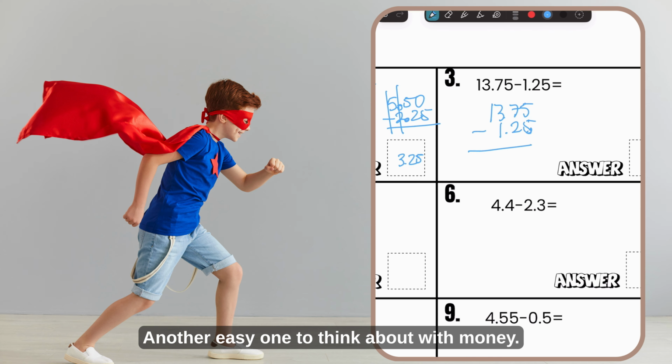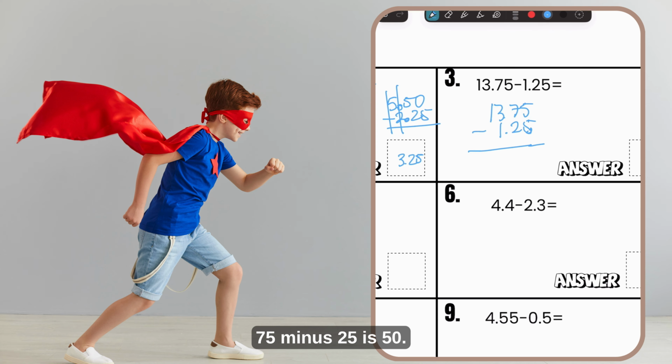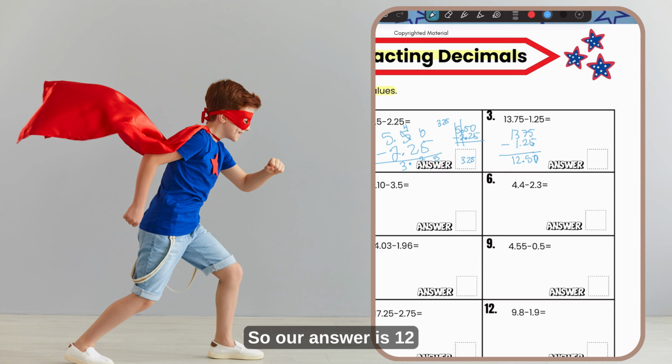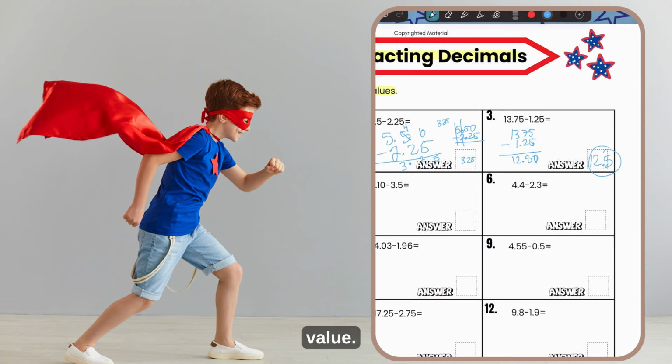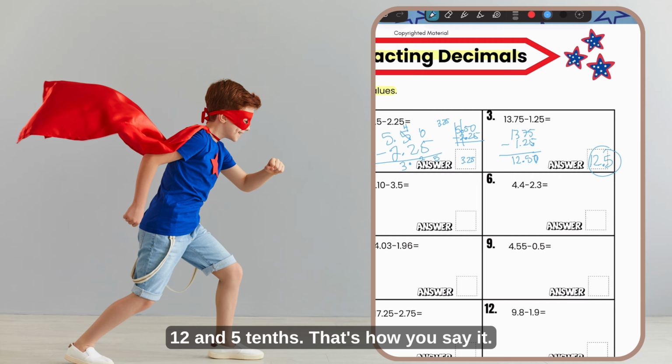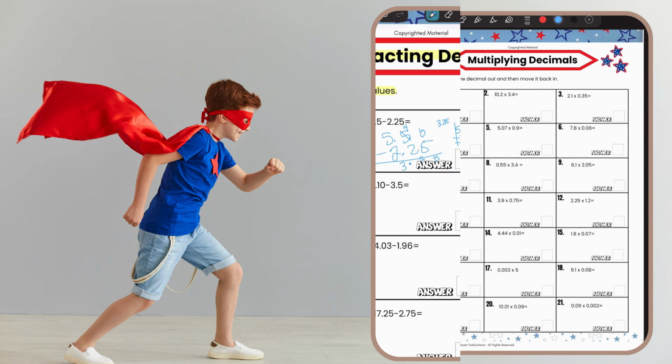Another easy one to think about with money, 75 minus 25 is 50. 75 cents minus 25 cents. 3 minus 1 is 2, and 1 minus nothing is 1. So our answer is 12 and 5/10 or 50 hundredths. You can write it either way because it has the same value. 12.5 is the way you write it. 12 and 5/10 is how you say it.